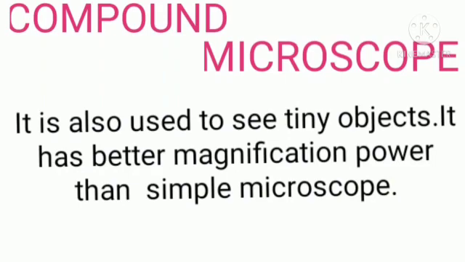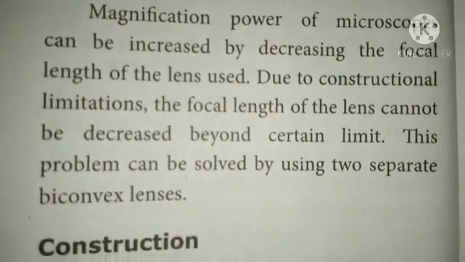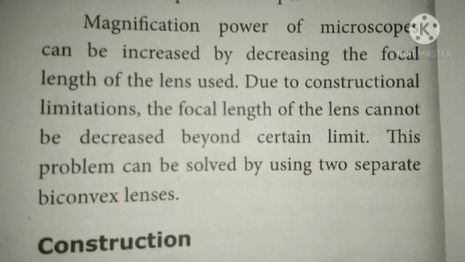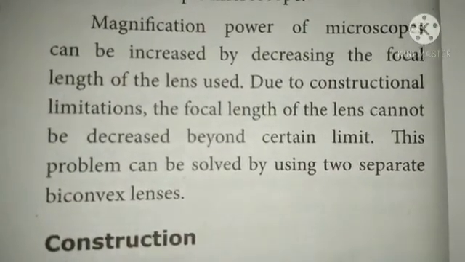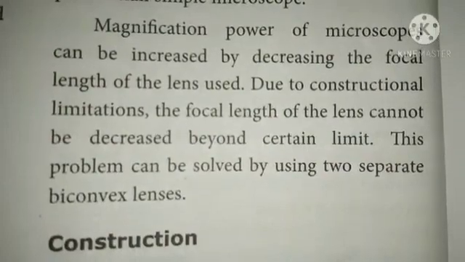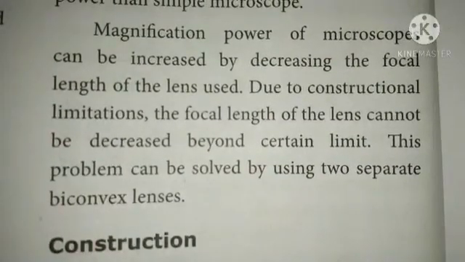Compound microscope. It is also used to see tiny objects. It has better magnification power than a simple microscope. Magnification power of microscopes can be increased by decreasing the focal length of the lens used. Due to this, the focal length of the lens cannot be decreased beyond a certain limit. This problem can be solved by using two separate biconvex lenses.